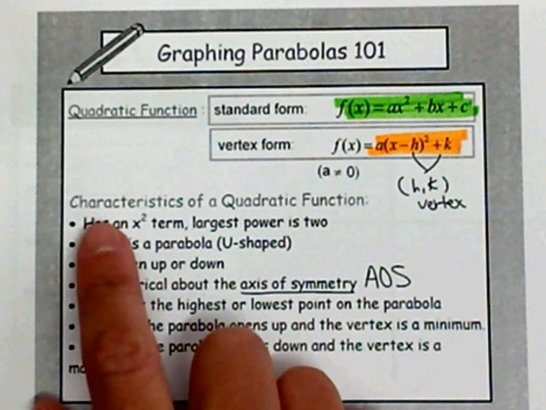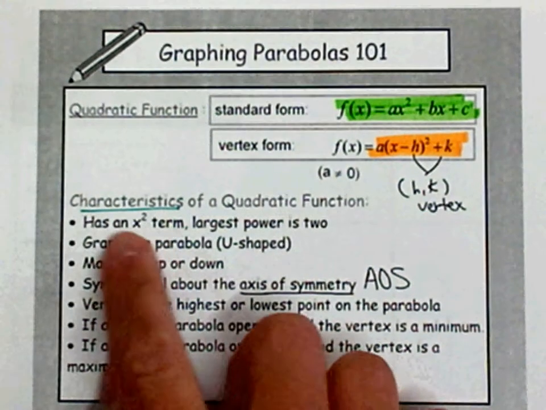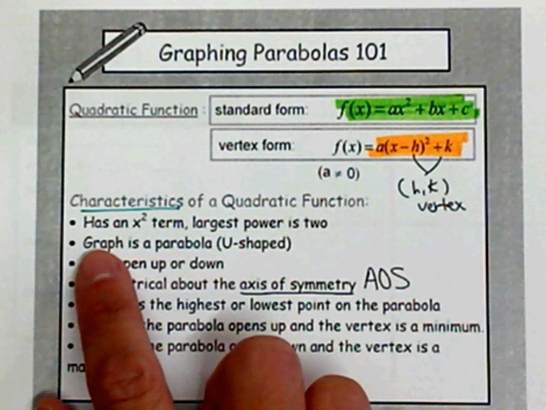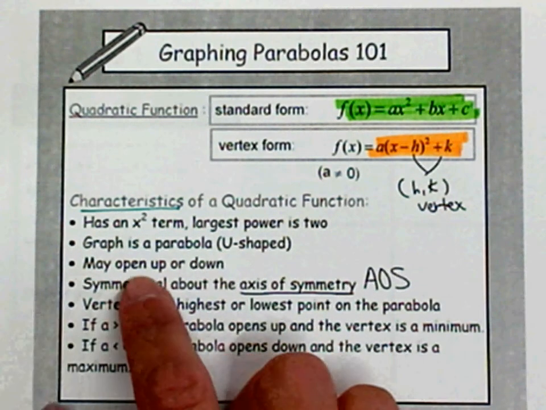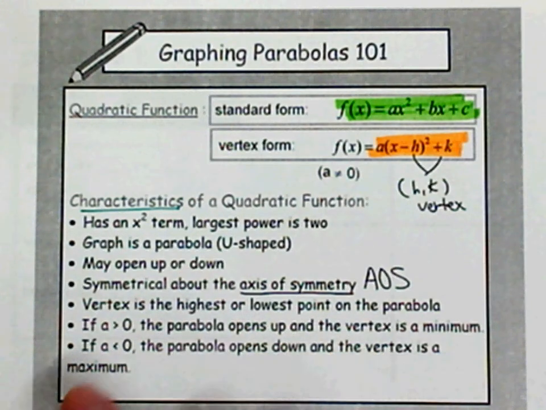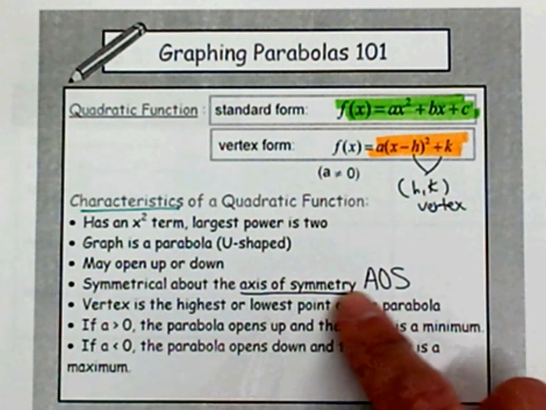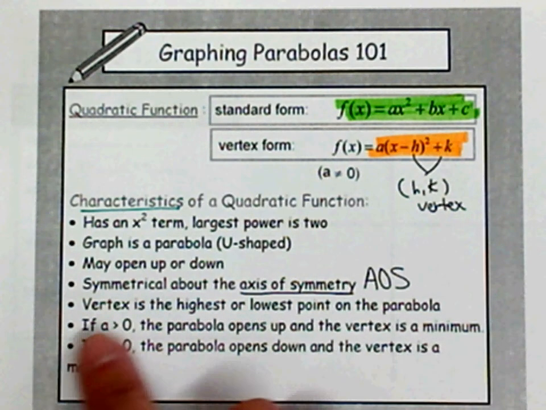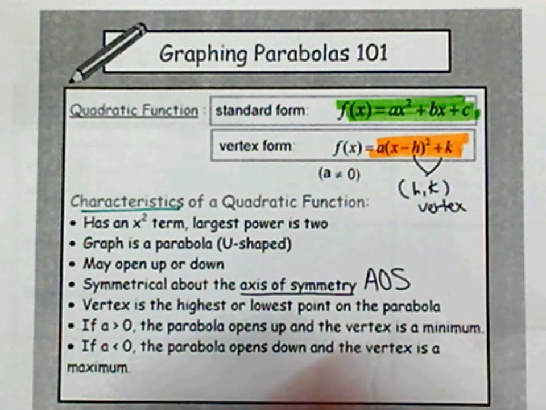These are the characteristics of a quadratic function. Has an x squared term. The largest power is a 2. The graph is a parabola. That's a U shape. Sometimes it opens up or it will open down. It's one or the other. No in between. It's symmetrical about the axis of symmetry; we're going to use AOS instead of writing the words axis of symmetry. The vertex is the highest or the lowest point on the parabola. And I'll explain this a little bit more.